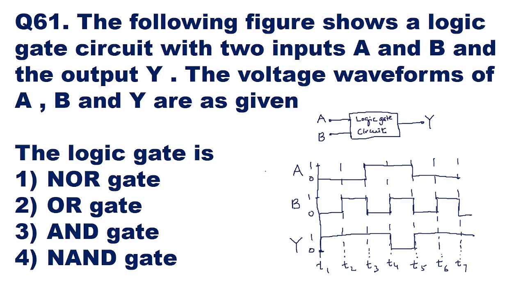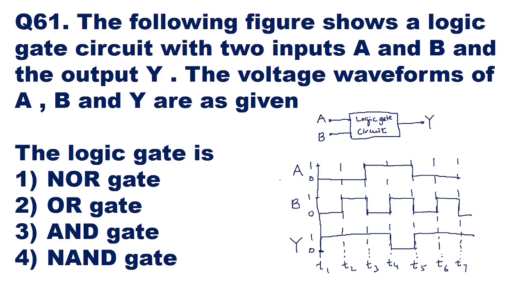Now here in this question, it is asked that the following figure shows a logic gate circuit with two inputs A and B, and the output is Y. The voltage waveforms of A, B, and Y are given in the figure. According to this voltage waveform, the level of the voltages in the waveform, we have to find out which logic gate this waveform represents, whether it is NOR gate, OR gate, AND gate, or NAND gate.